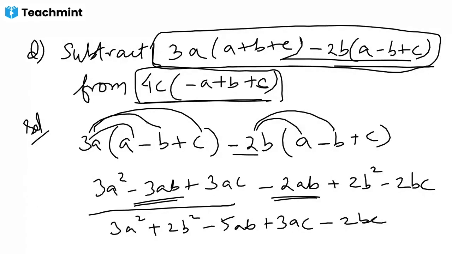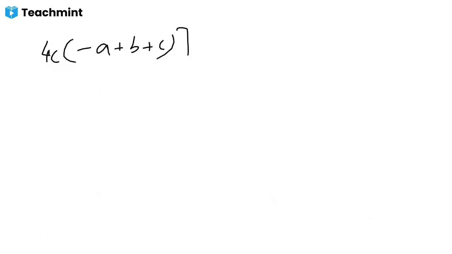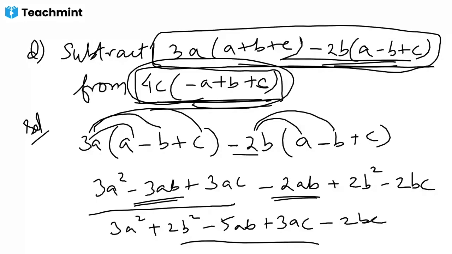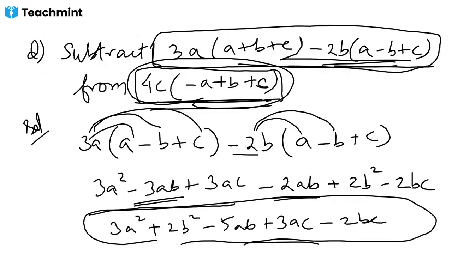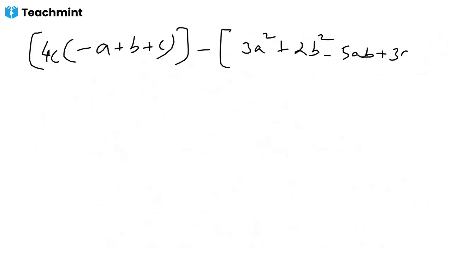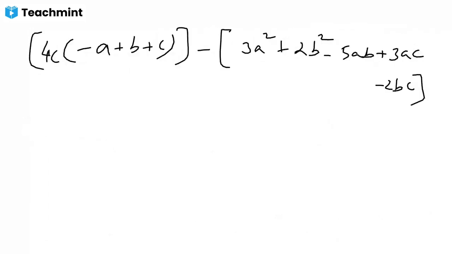So we have simplified this. Now what to do? From this term, we have to subtract what we just simplified. That is 4c into a minus a plus b plus c. What do we subtract? This one we got just now, that is 3a square plus 2b square minus 5ab plus 3ac minus 2bc. Okay, now just do this.